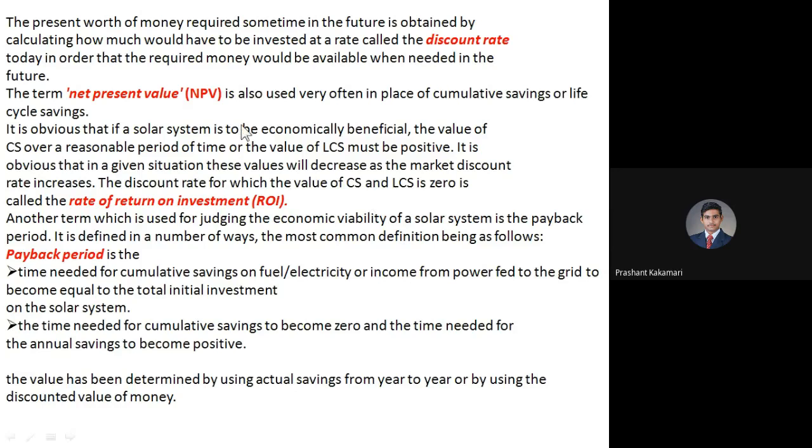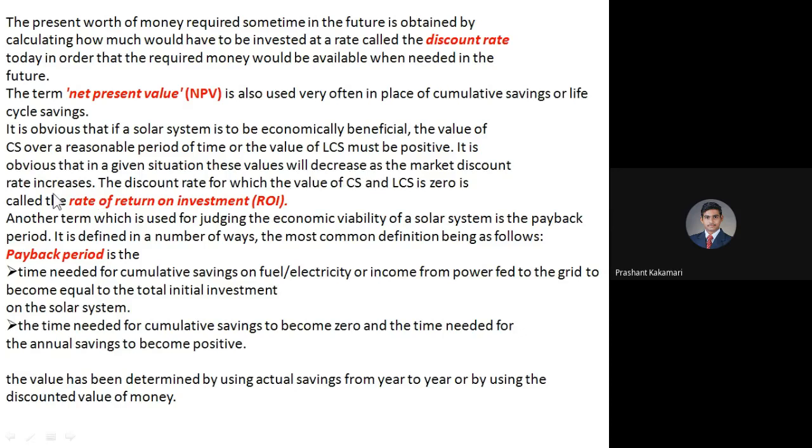So it's obvious that if a solar system is to be economically beneficial or viable, the value of cumulative savings over a reasonable period of time, or the life cycle savings, must be positive. Whenever the payback period is at least zero, or the net amount invested at present and after 10 or 5 years, say for example, the investment and the profit gained by that system, if at least it crosses zero, going from the negative to the positive side, that itself indicates that the system is an economically viable system. So we need to consider using these cumulative savings or the life cycle savings, whether the amount is positive or not.